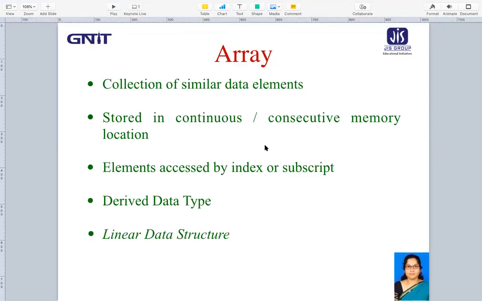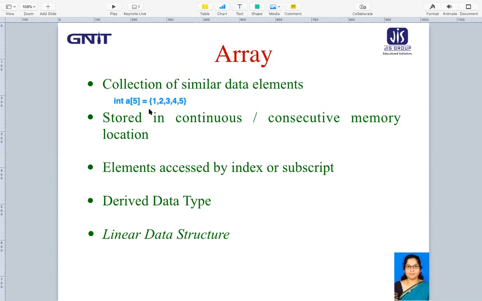First, a brief recapitulation of what array is. As I know, array is a collection of similar data items. What does that mean? Here we can declare something like int a[5], so a is a single dimension array which will be containing elements of integer type. So this is what is meant by this statement. Instead of int, it can be float, this can be char, and so on.